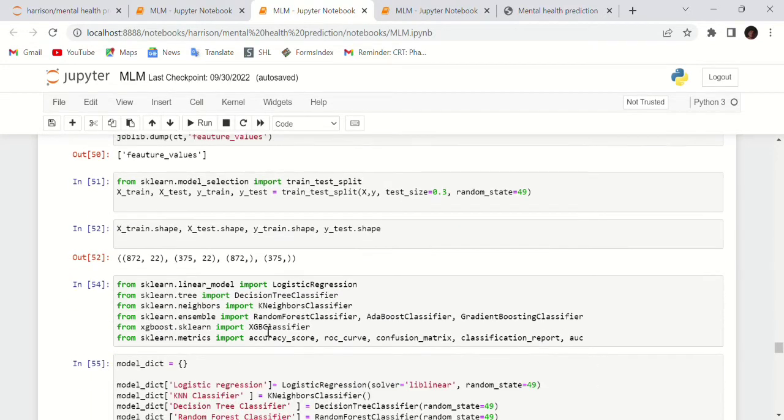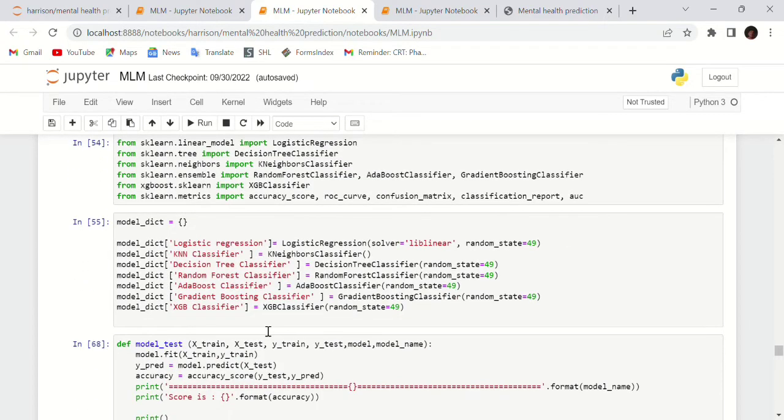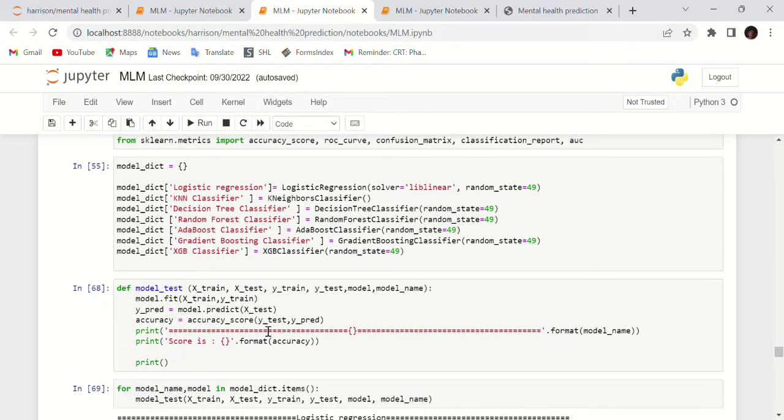Comparing accuracy of various models. We'll be considering multiple models to train our data and choose the one that performs the best. So we need to import the necessary libraries and create a dictionary of our models. Next, we will define a function known as model test that accepts the parameters x train, x test, y train, y test, model name. We will obtain y pred by using the predict function and compute the accuracy score by iterating through the dictionary.